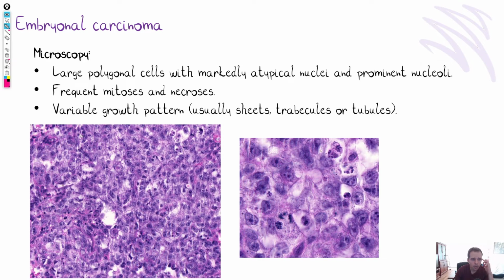The growth pattern of embryonal carcinoma is quite variable. Usually the tumor grows in solid sheets. It can form trabecules or tubules, but basically the growth pattern is quite variable.